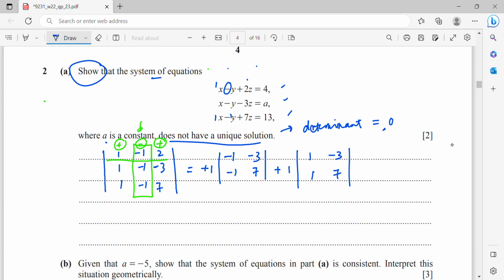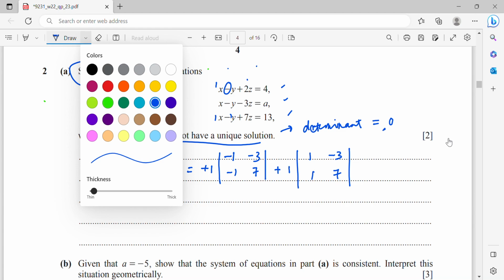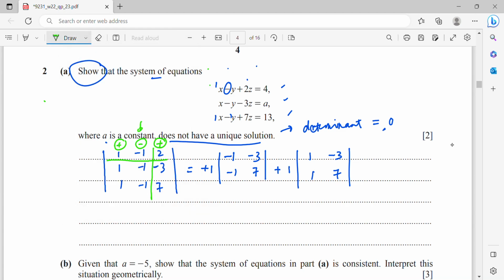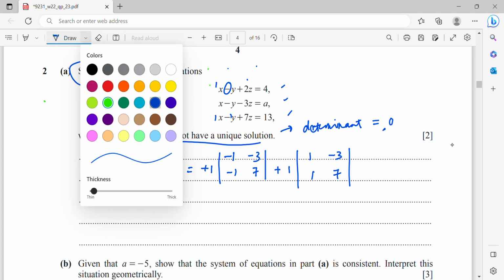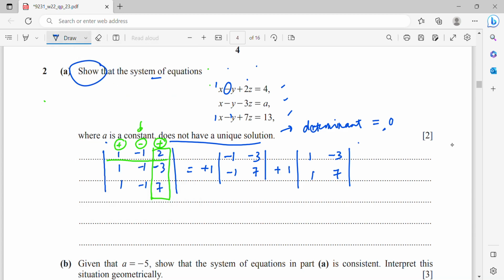Now, let's move on to the third column. When I fix the third column, obviously the crossout is 2. The sign for the 2 is plus, so we have to write plus 2. Then the determinant of the remaining elements will be 1, minus 1 in the first row and 1, minus 1 in the second row. Okay, so now I have reduced it to a 2 by 2 determinant.